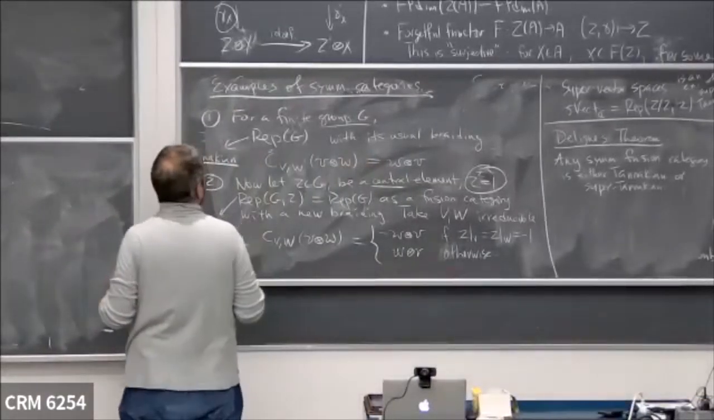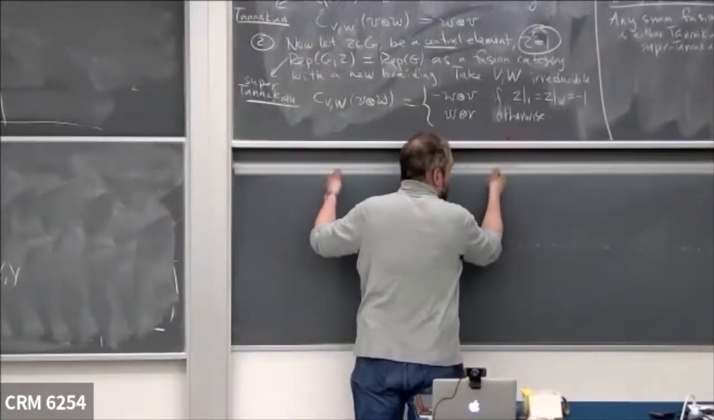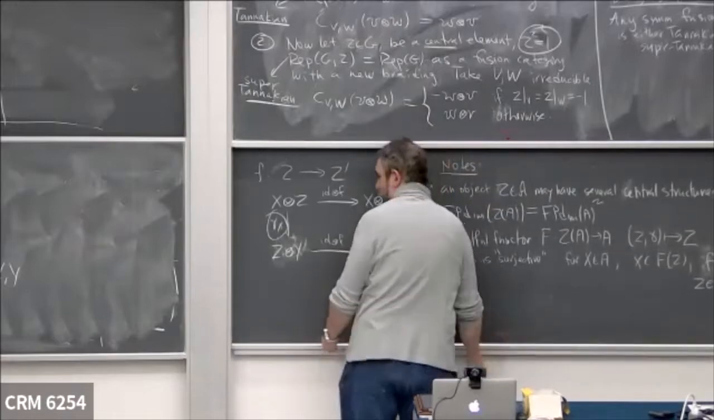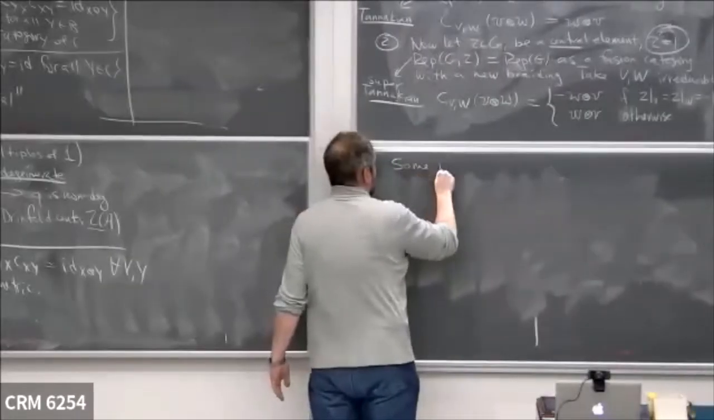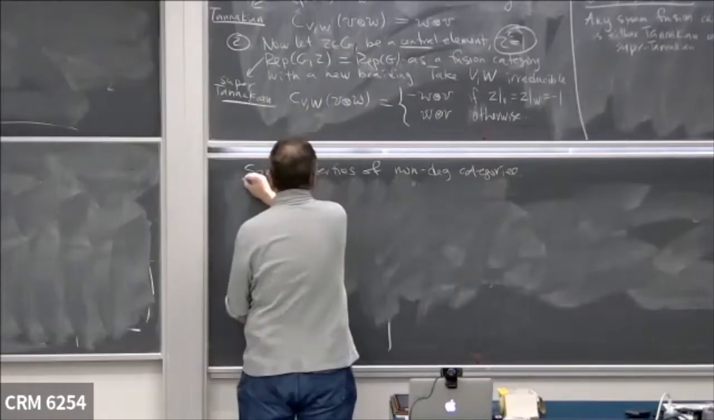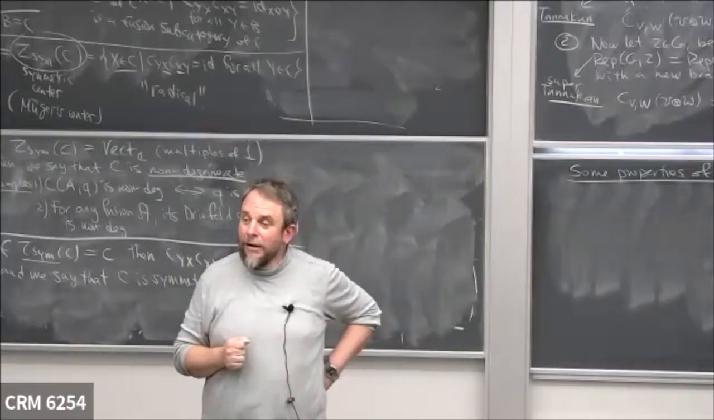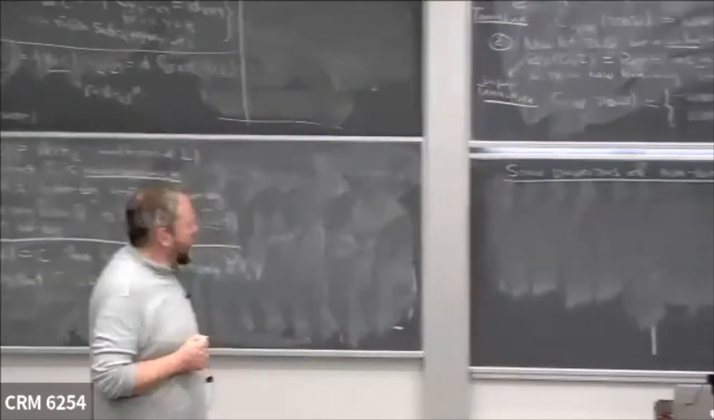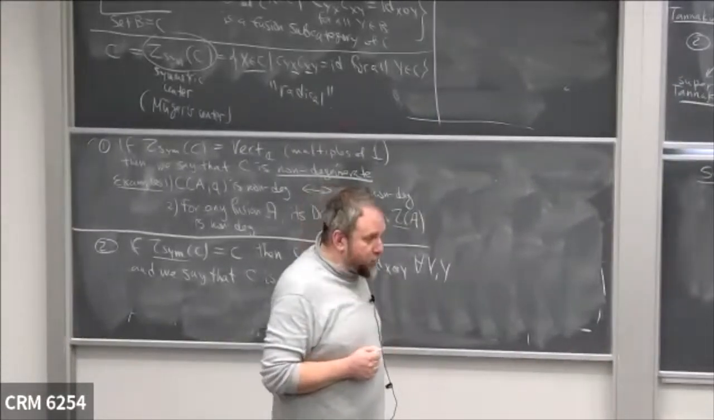So for now, let's discuss some properties of non-degenerate categories. Before I proceed, any questions? Okay. So these categories are classified up to braided monoidal equivalence.